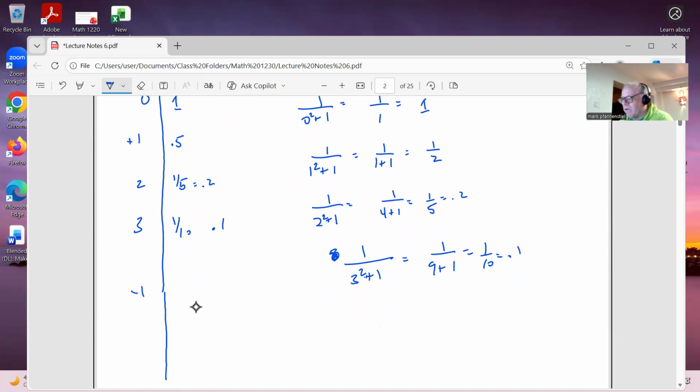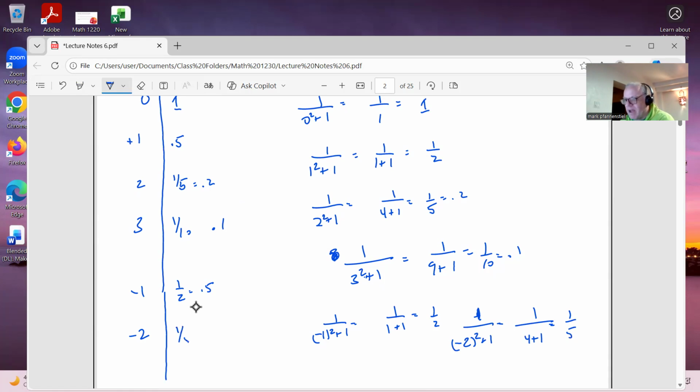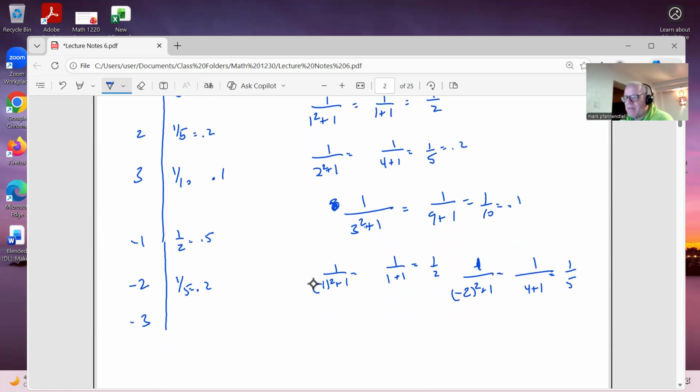I plug in a -1, we're going to have 1 over -1 squared plus 1. That's 1 over -1 squared is 1 plus 1. We have 1 over 2, or 0.5 here. Then -2. We're going to say this is 1 over -2 squared plus 1. This is still 1 over 4 plus 1, which is 1 over 5, or 0.2. And then -3, we plug in this and we end up with 1 over -3 squared plus 1, and that's equal to 1 over 9 plus 1, which is 1 over 10.